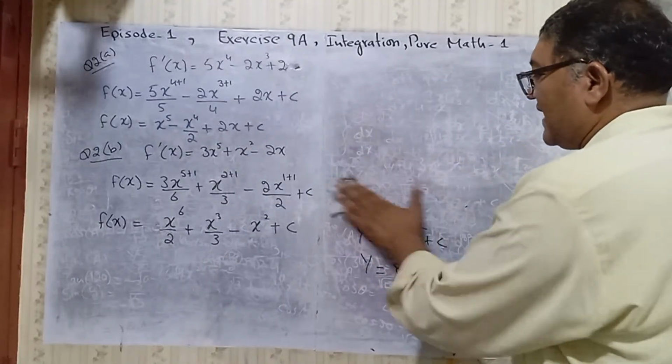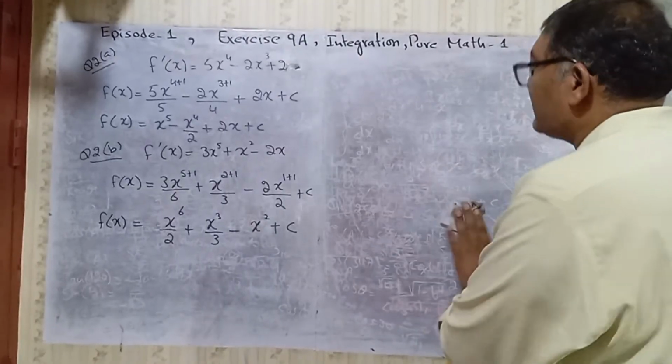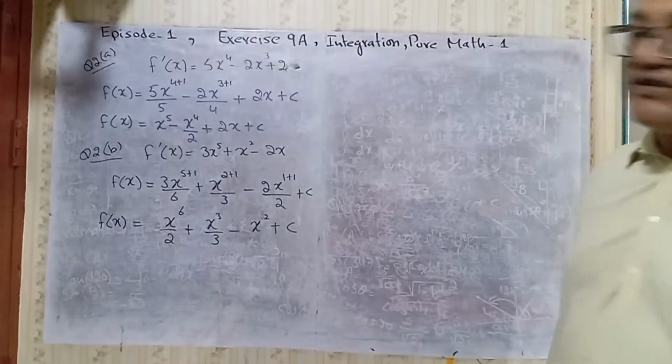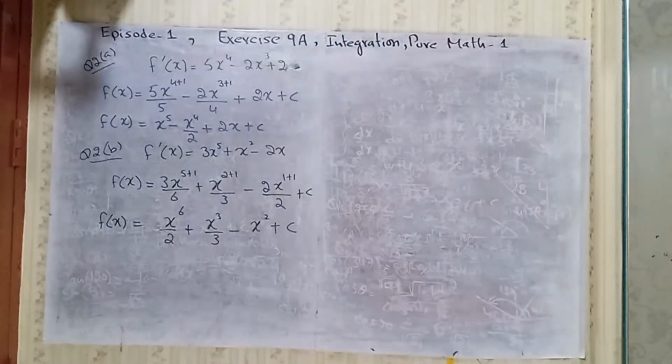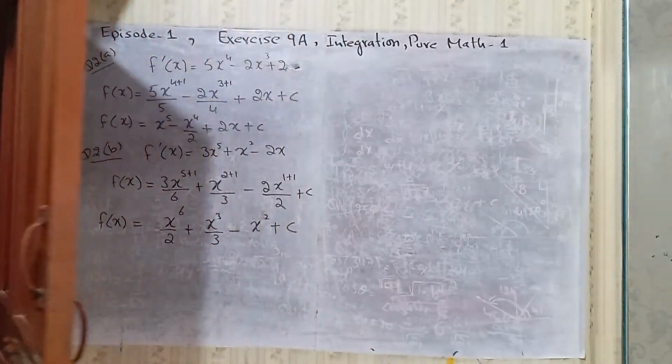This is our first episode on exercise 9A. Chapter 9 is the last chapter in the course book of Pure Maths 1, and it is about integration. Chapter 7 was about differentiation, then chapter 8 was about further differentiation, and now we have chapter 9, which is about integration.